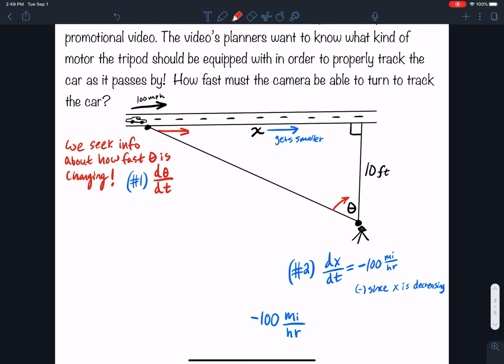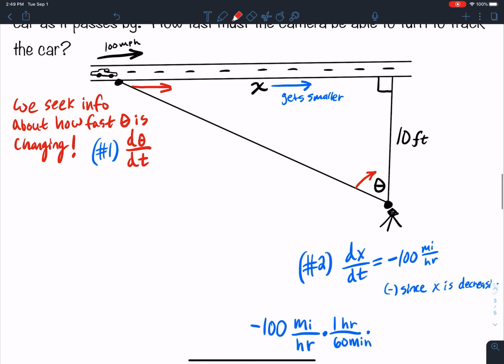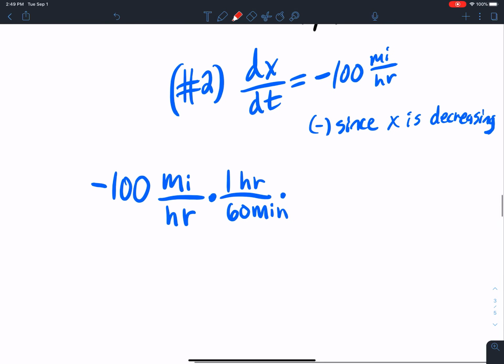And so what I need to do is some unit conversions. I need to convert my miles per hour into feet per second. Okay, so when I'm talking about my angle, everything needs to be in the correct units. So in order to convert this, we have to use conversions here. To get rid of hours, I'm going to convert that to minutes. And to get rid of minutes, I'm going to convert that to seconds. Okay. Now I need to get rid of miles.